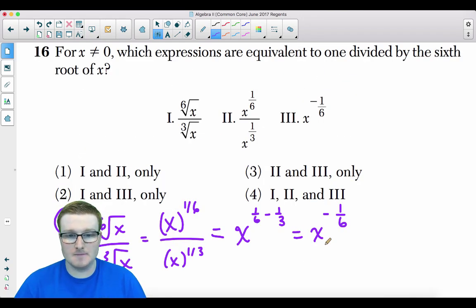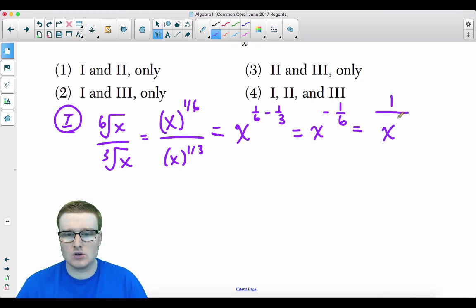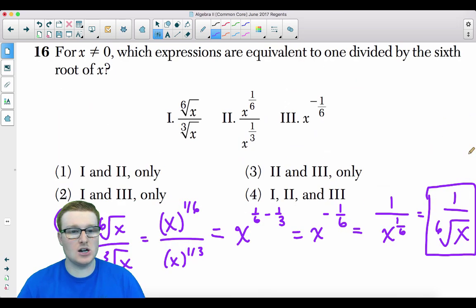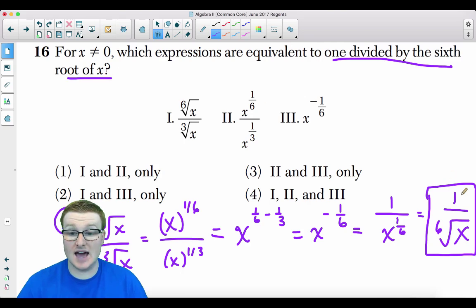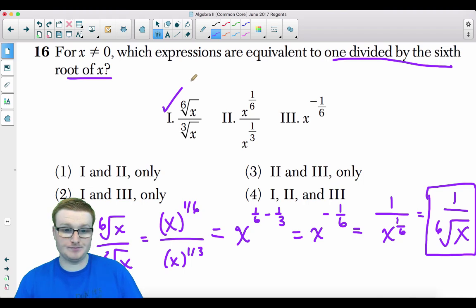Now from here, we can take x to the negative 1/6 and push the exponent down to the denominator, because you're really not supposed to have negative exponents. So we have 1 over x raised to the 1/6 power, which is the same thing as 1 over the 6th root of x. That is your answer, and it shows which expressions are equivalent to 1 divided by the 6th root of x. So we know choice 1, so far so good.